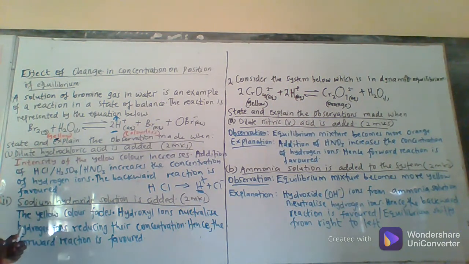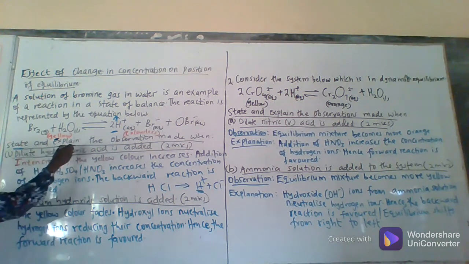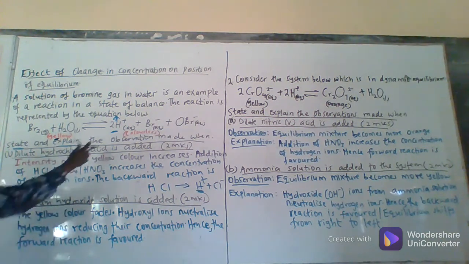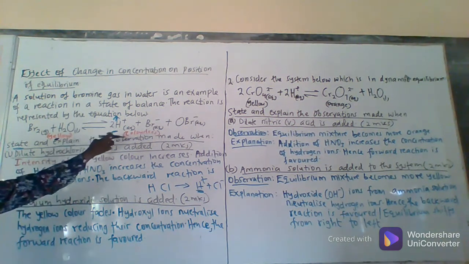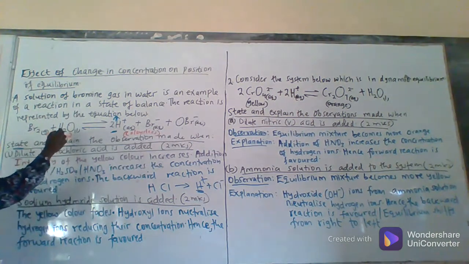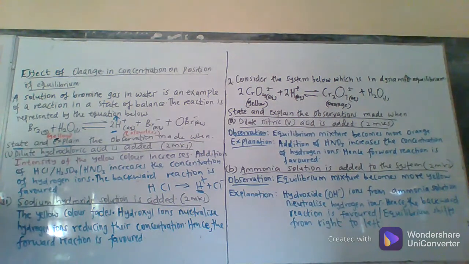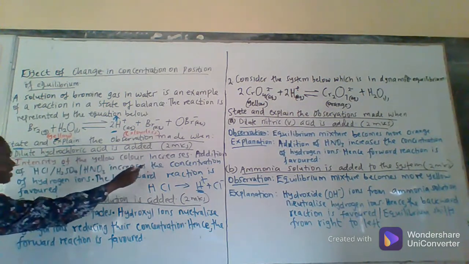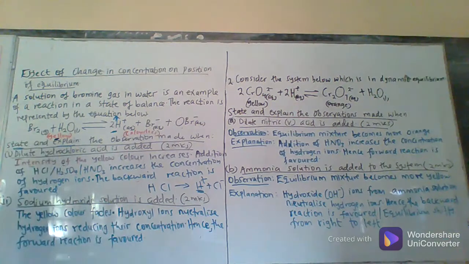And therefore, if you have been asked to state and explain the observation made, you must start by stating the observation before you explain. Here, the first thing that we do is state the observation. Since the backward reaction is going to be favored, it means more H positive, Br negative, and OBr are going to combine to form H2O and Br2. And since Br2 is yellow, the observation made is that the intensity of the yellow color increases. That is the observation that is going to be made.